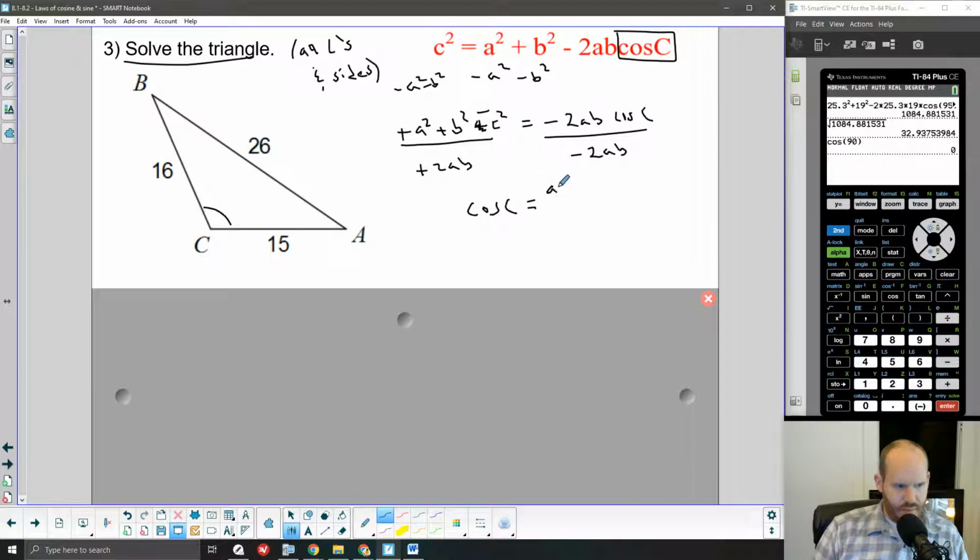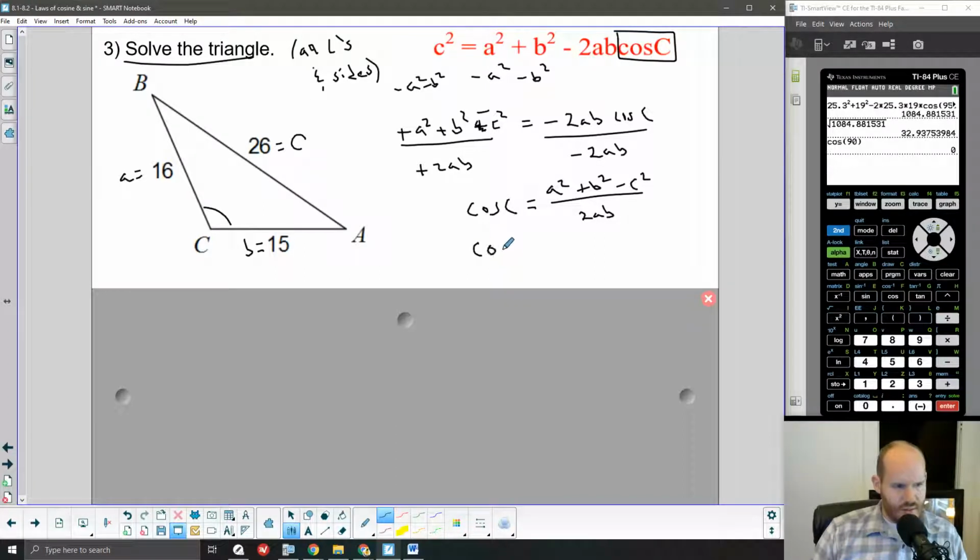So I wind up with a squared plus b squared minus c squared all over 2ab. And that's where I'm going to leave it for when I plug in my values. So then I'm going to plug in each of my values, and I'm going to help by identifying them. So if this is angle A, then side A would be opposite that. This is angle C, then side C would be opposite that. And if this is B, then that leaves side B for here.